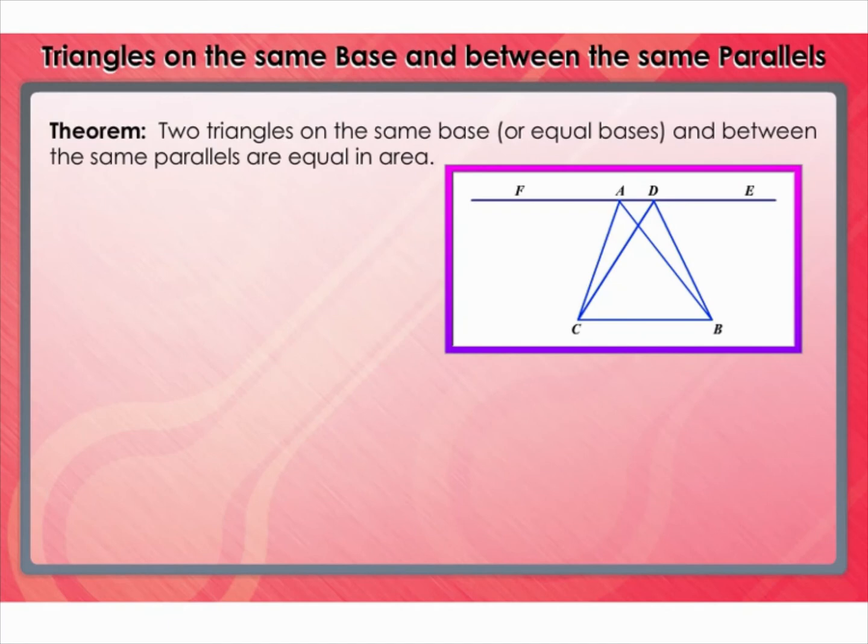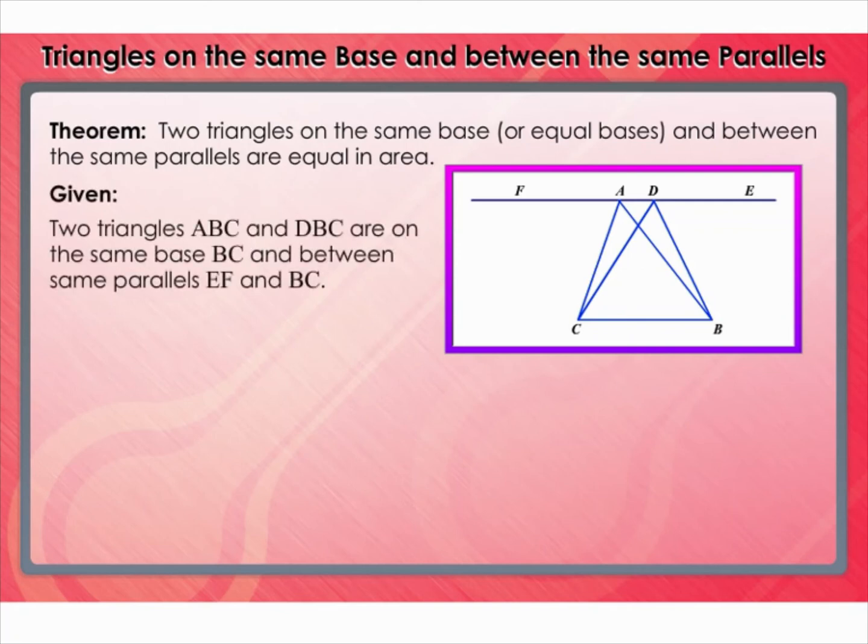Two triangles on the same base or equal bases and between the same parallels are equal in area. Two triangles ABC and DBC are on the same base BC and between the same parallels EF and BC. We need to prove that area of triangle ABC is equal to area of triangle DBC.